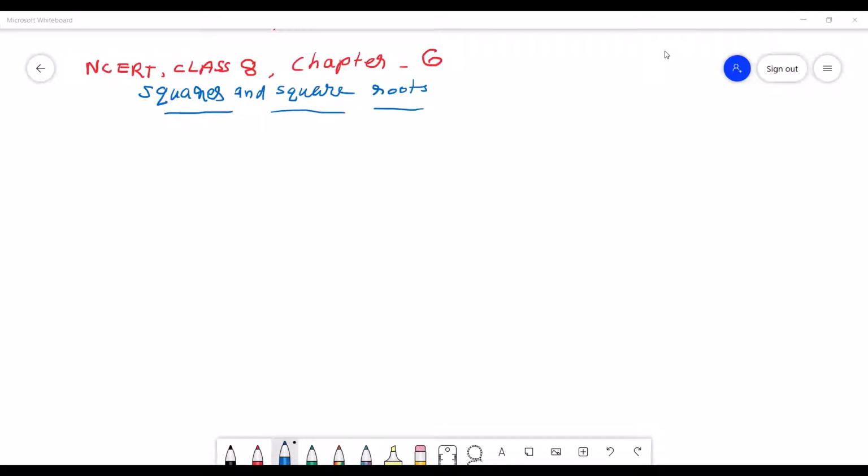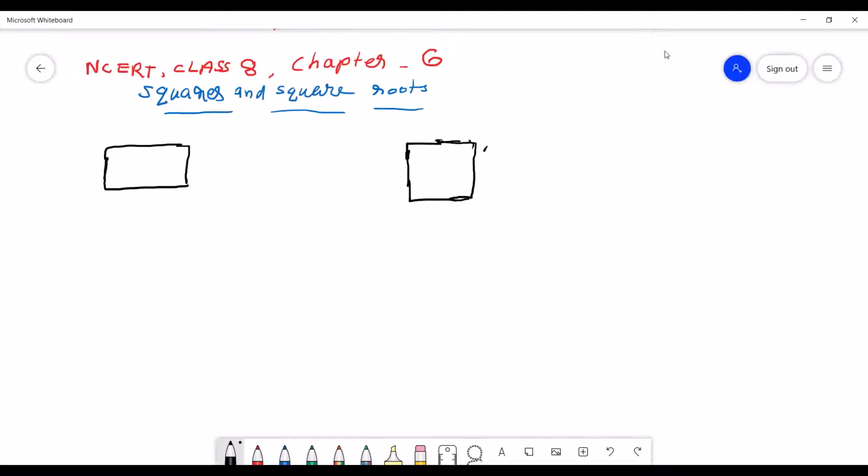So first of all, we will define what a square is. In our geometry, we have seen different shapes, isn't it? So this is a shape which we call a rectangle. And if all the sides are equal, then we call it a square.